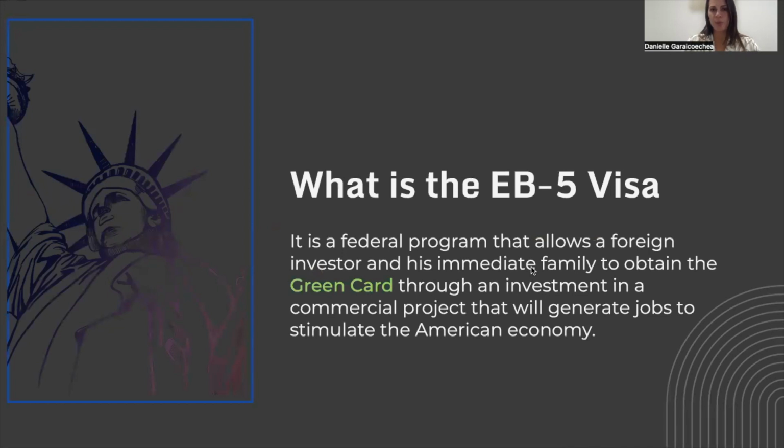What is the EB5 visa? It is a federal program that was created in 1990 that allows a foreign investor and his immediate family, his spouse, and any unmarried children under the age of 21 to obtain the U.S. residency or green card through an investment in a project that's going to generate minimum 10 jobs.